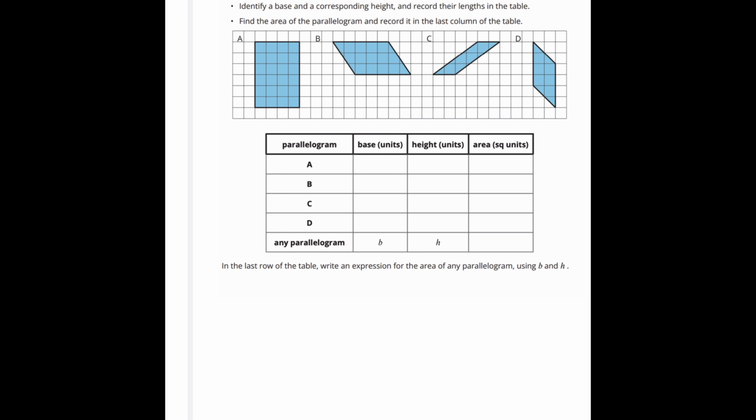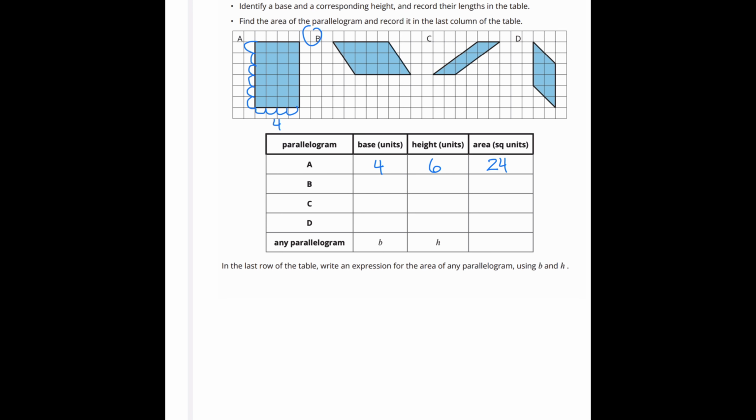It's asking us to fill out this. 1, 2, 3, 4 is the base. So the base is 4, easy peasy. 1, 2, 3, 4, 5, 6 is the height. Okay, that means our area is 24. This we already know how to do. This part's easy. Ooh, but look at B.